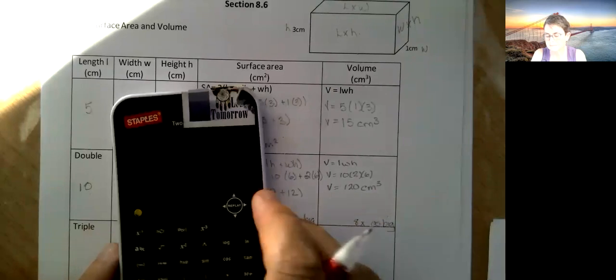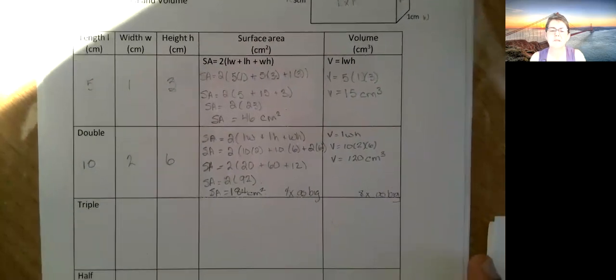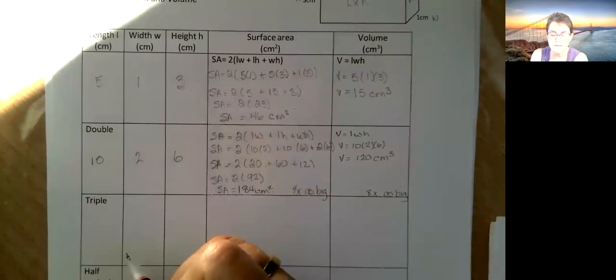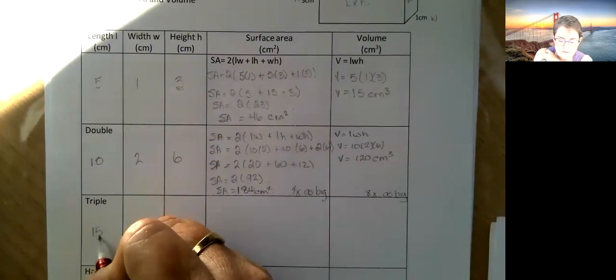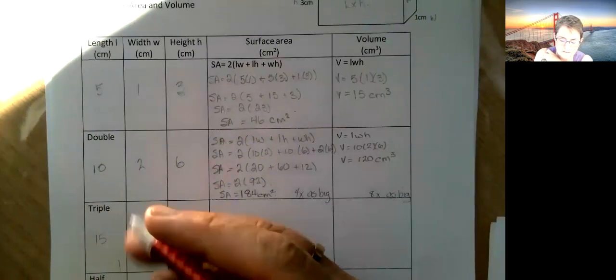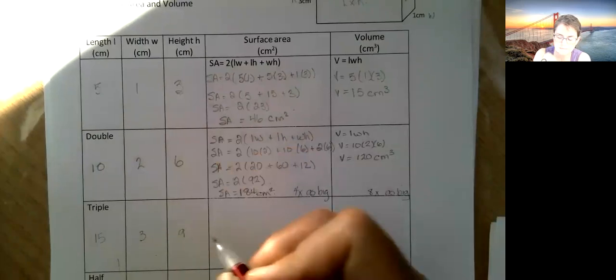That's big. We'll come back to that. I'm not 100% sure what that pattern is yet, but give it a shot. All right, so triple. 5 times 3 is 15. 1 times 3, oopsies, is 3. And 3 times 3 is 9.